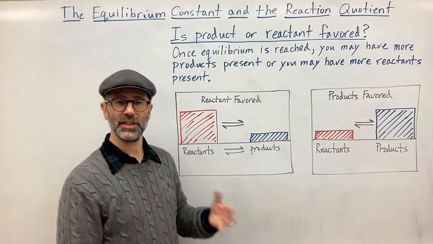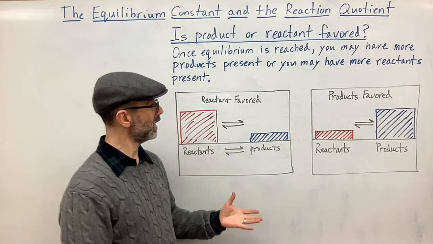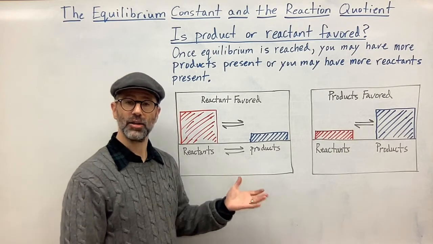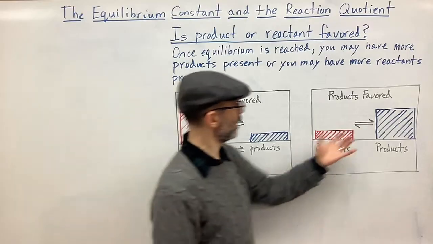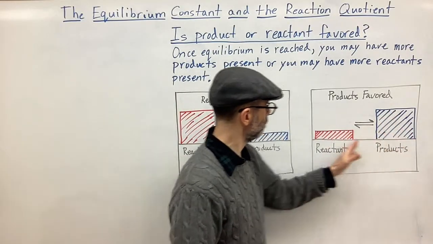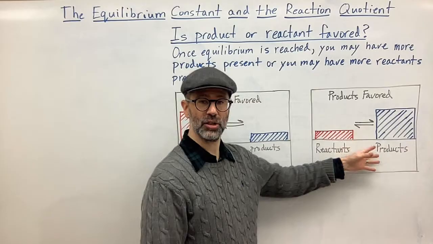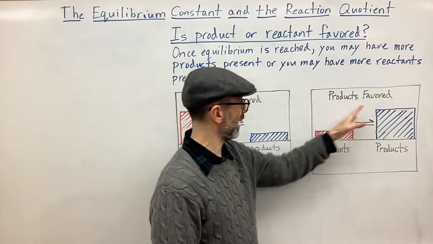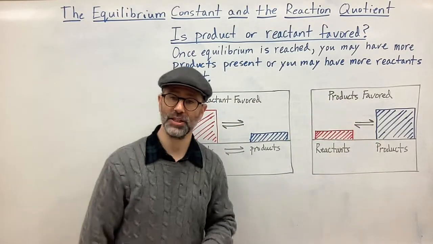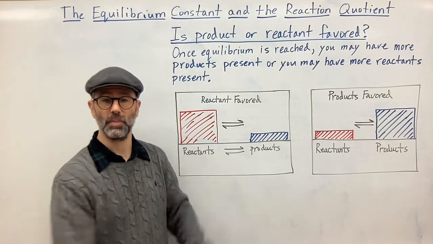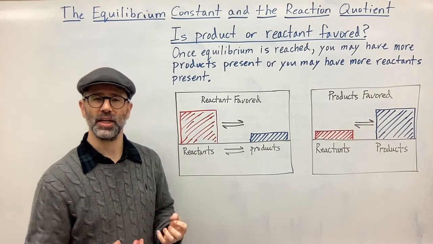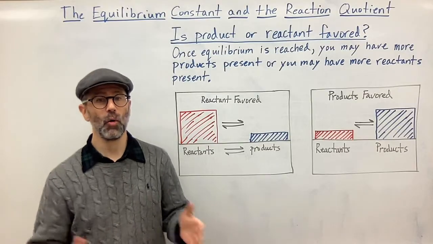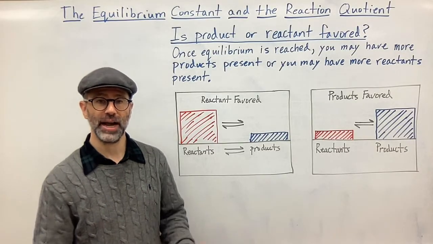So, what about a product favored reaction? If a reaction favors products, then at equilibrium, you're going to have more product compared to reactants. Here we have more products compared to reactants, and it's at equilibrium. So this would be a product favored reaction. It prefers to have more of the product than the reactants. And that's what we mean by a product favored or a reactant favored reaction.